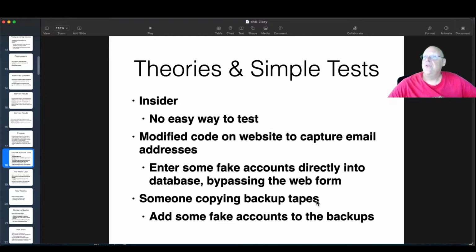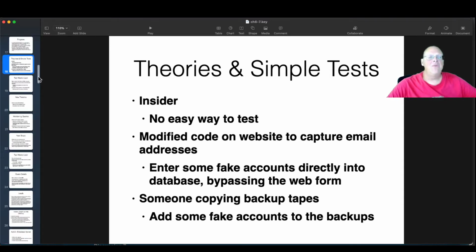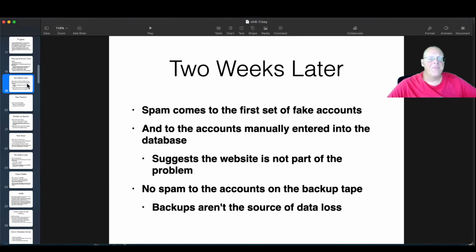So, of course, you can add fake accounts to the database, bypassing the web form, and add some fake accounts to the backups. And now you wait and see which of those get spam, and you'll see which way it came out. This is a famous old trick used for a lot of purposes. I've heard people call it a barium meal.